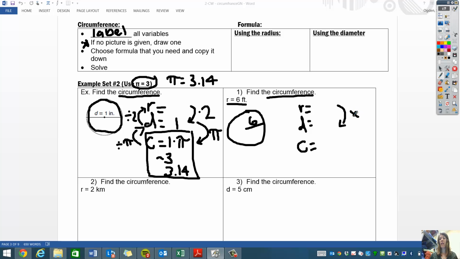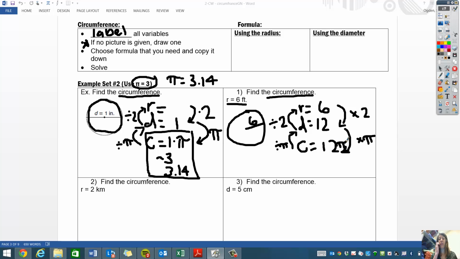Radius to diameter is times 2. Diameter to circumference is times pi. And then going backwards, circumference to diameter is divide by pi, and diameter to radius is divide by 2. Now I've got to plug this in. Well, my radius is 6. 6 times 2, that makes my diameter 12. And this makes my circumference 12 pi.